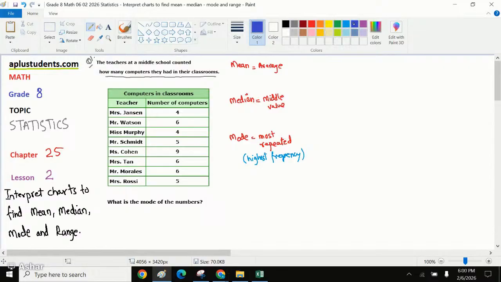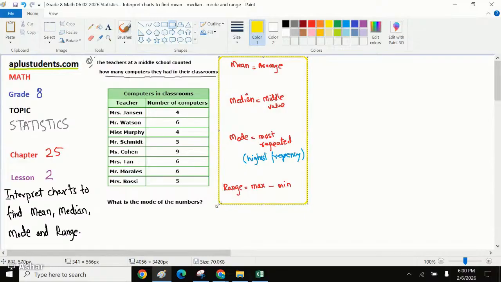And for the range, we can say the range is the difference between the maximum value minus the minimum value. Okay, so if we can recall what was mean, median, mode, and range, let's try to solve this. What they're asking us to find is the mode, and we know that mode means most repeated. So which number is most repeated out of these numbers?